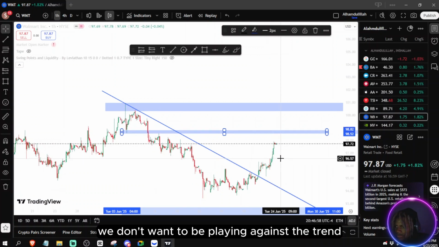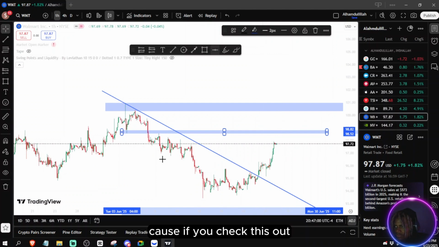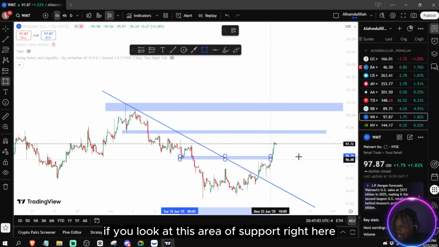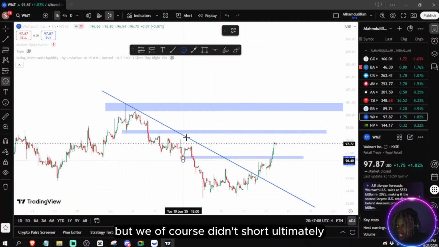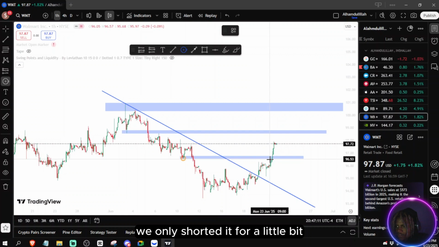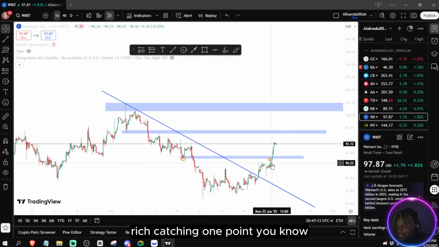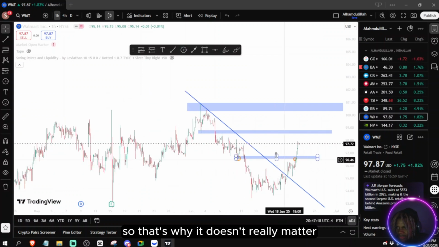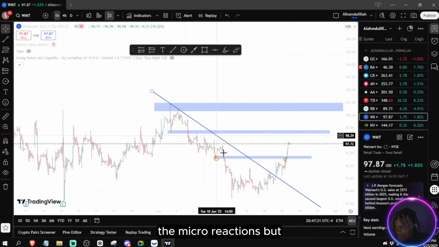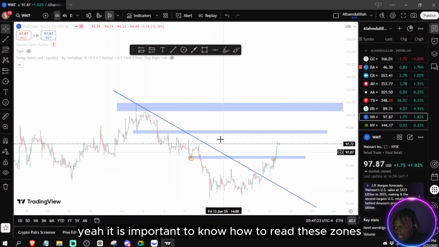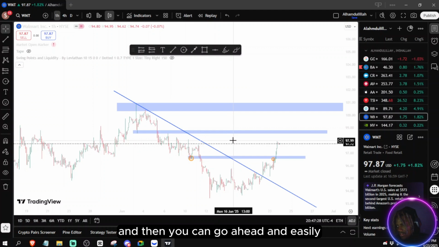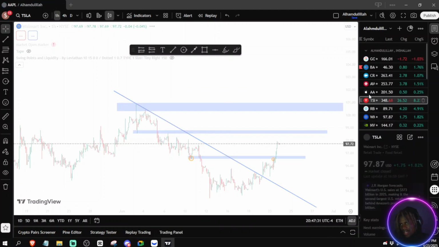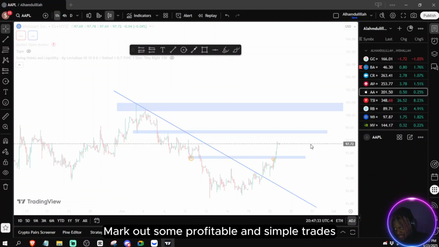And ideally though, we don't want to be playing against the trend, because if you check this out, if you look at this area of support right here, it did turn into resistance, but we of course didn't short ultimately. We only shorted for a little bit. You know, we're not getting rich catching 1 point, you know? So that's why it doesn't really matter the micro reactions, but yeah, it is important to know how to read these zones and stuff like that too. And then you can go ahead and easily mark out some profitable and simple trades.